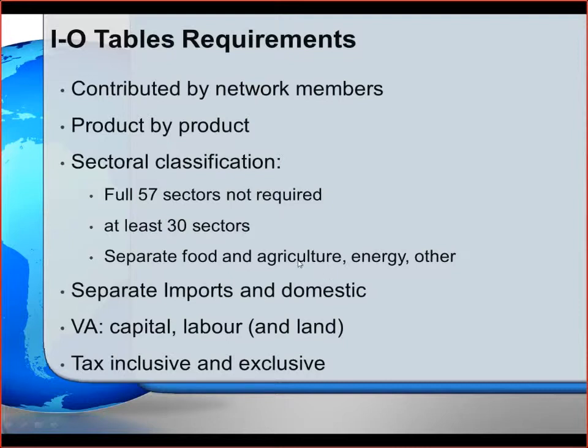So that's all we need. We just want the food and agricultural commodities, the energy commodities, and other commodities separated out. So that's a condition. And we also want imports and domestic use separated, maybe based on some assumptions. It can be as simple as just imposing the domestic import share at the aggregate level on the use matrix.